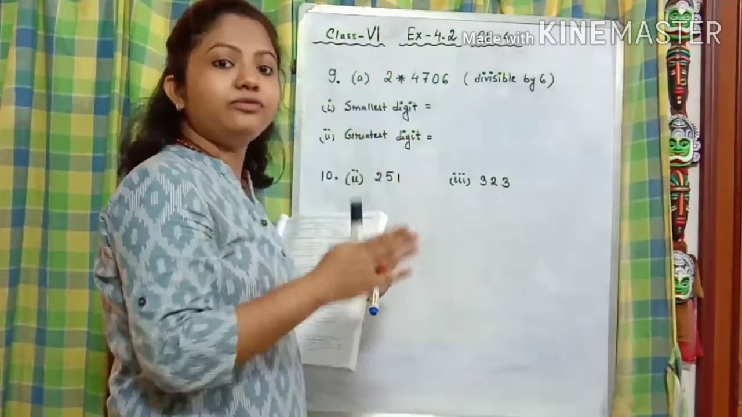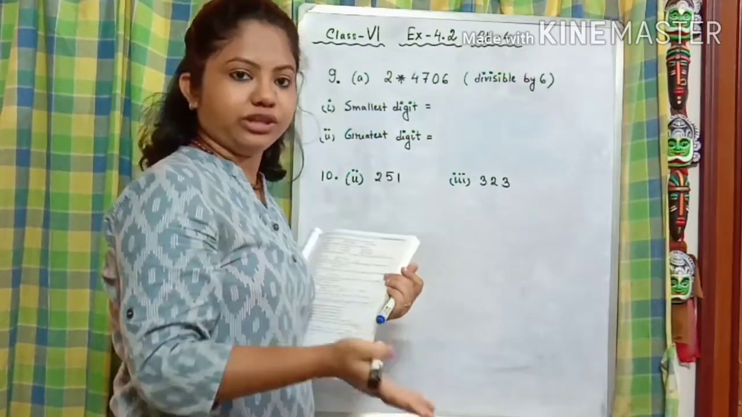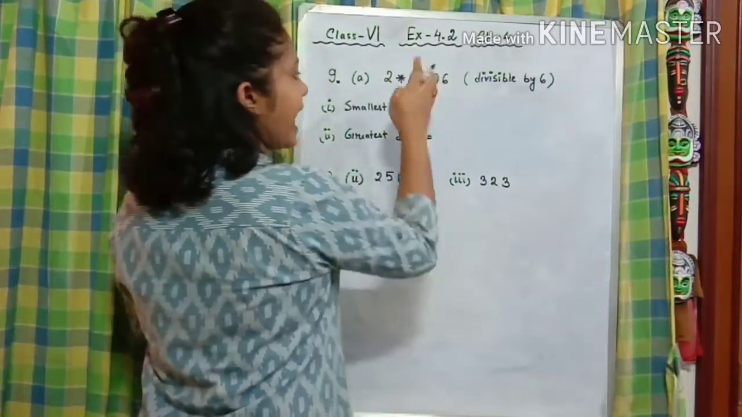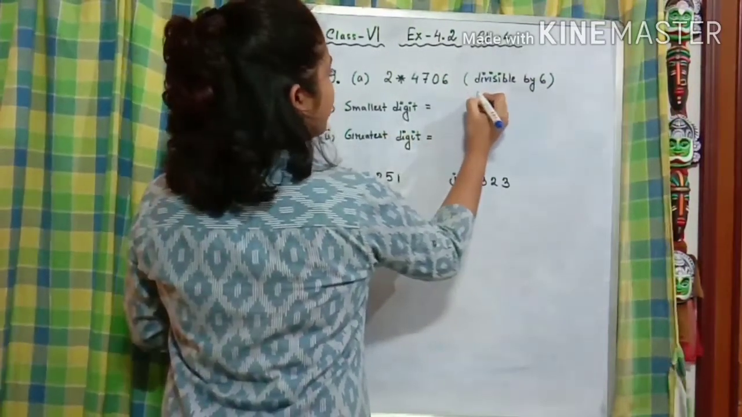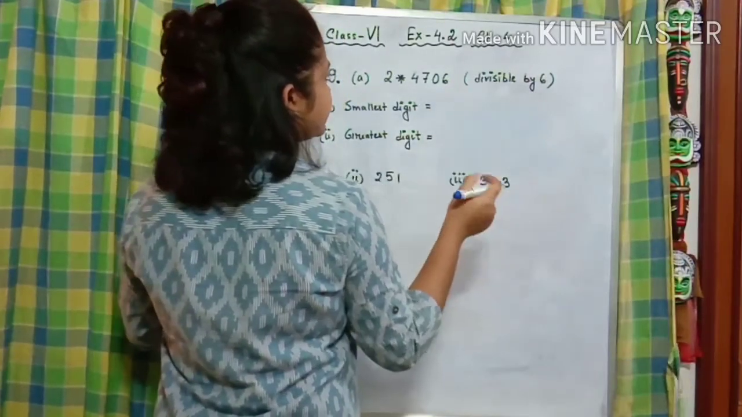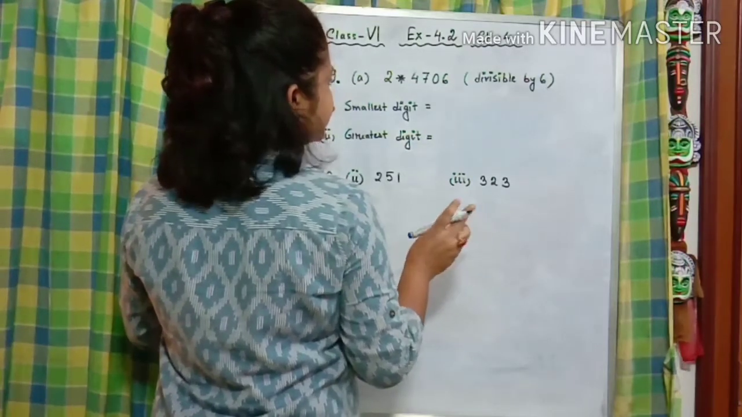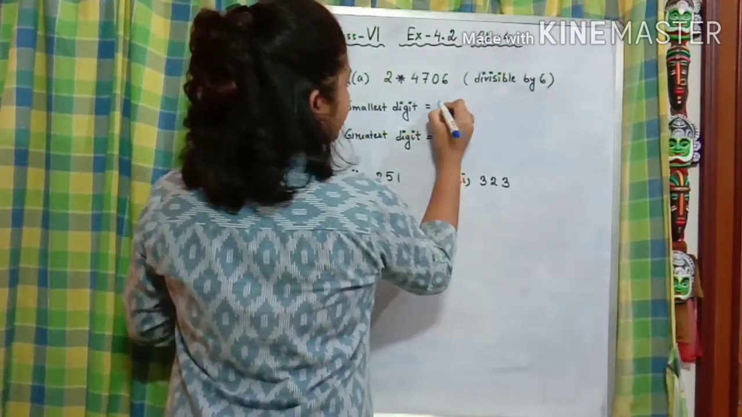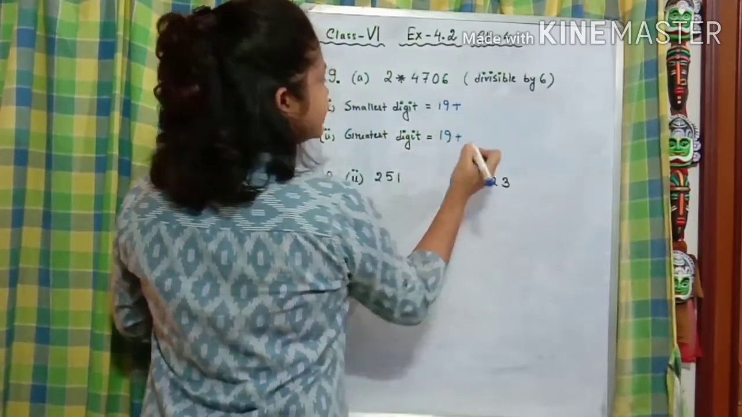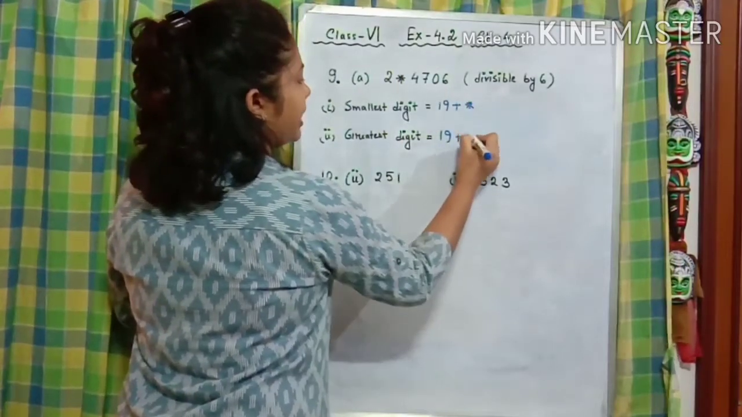So for that we are going to use the procedure of divisibility by 3. We are going to add up the digits. 7 plus 6, 7, 8, 9, 10, 11, 12, 13, 14, 15, 16, 17, 18, 19. So in either case it is 19, leaving the star place aside.